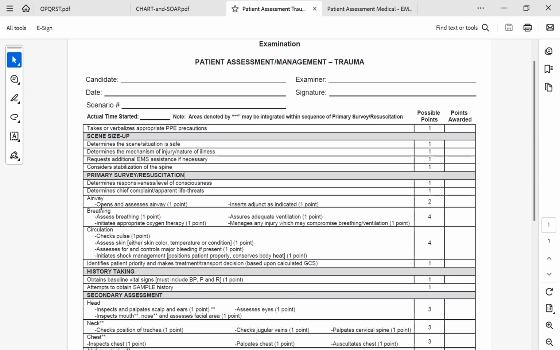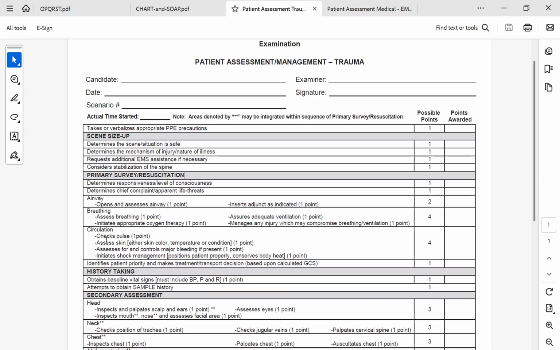So we have airway, open and assess it. Do we need to put an adjunct in, an oral airway or a nasal airway, to keep the airway open? We're going to check their breathing. We're going to assess it. Are they breathing? What is their ventilation, their respiratory rate? Do we need to put oxygen on them? And then managing any injuries which may compromise the breathing. So looking at their chest, do they have any injuries, broken bones, broken ribs, a puncture wound in their chest that's going to affect then their airway and their breathing. We need to fix that to fix this.